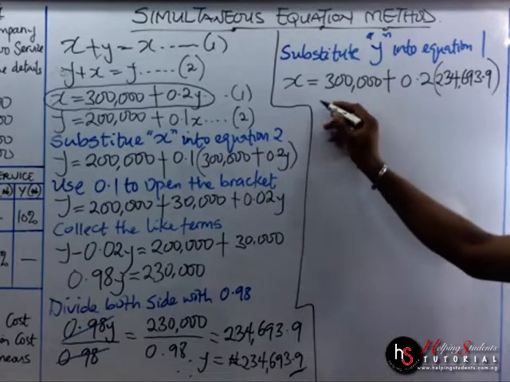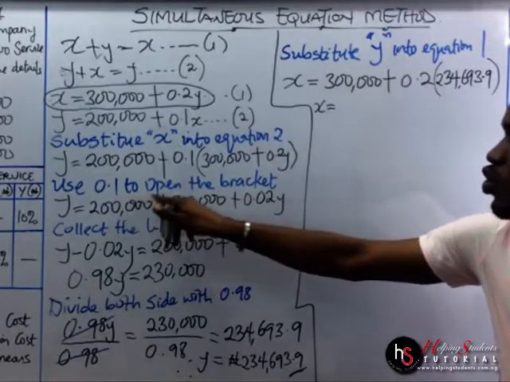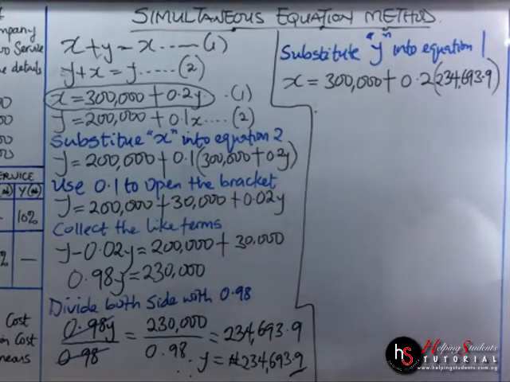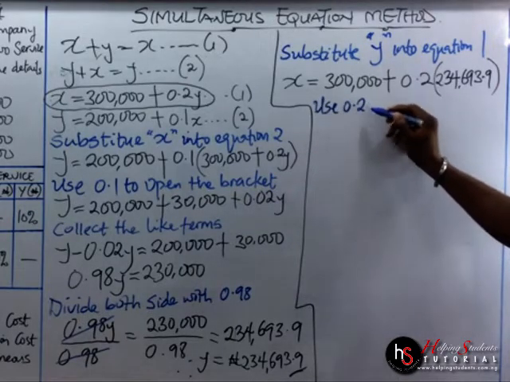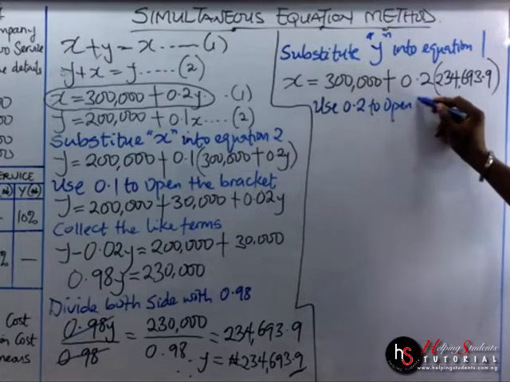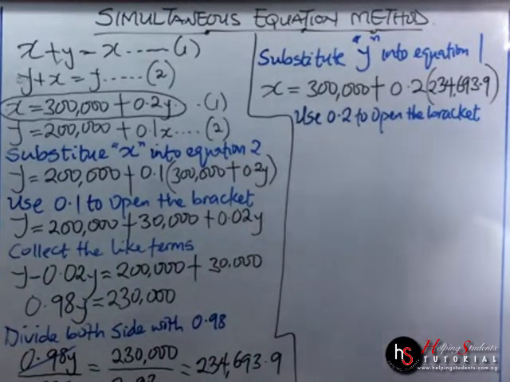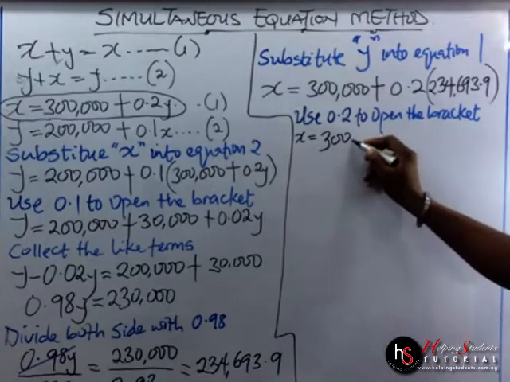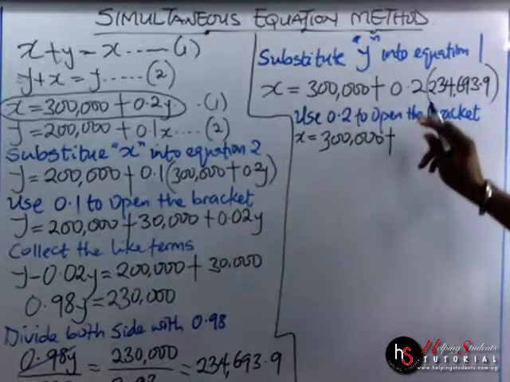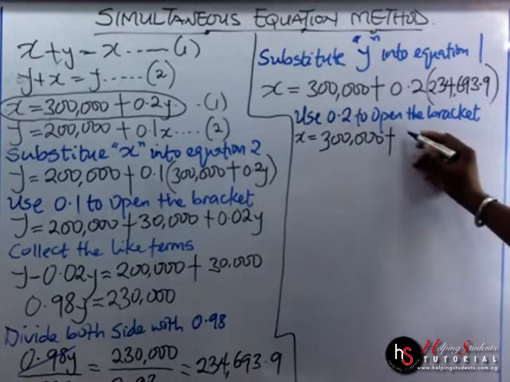So to continue the process again, we have x is equal to what? Remember what we did here? We used 0.1 to open the brackets. The same thing applies now, okay? We'll follow the same process. So use 0.2 to open the brackets. So we'll continue. We have x is equal to 300,000 plus 0.2 times 234,693.9 gives us what?